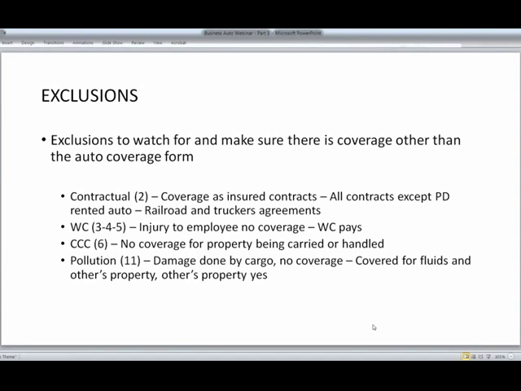So we have the exclusions we went through. Exclusion to watch for, and make sure there's coverage other than the auto liability form: contractual. Those are the hold harmless agreements. All contracts are excluded except the property damage and rental vehicle, railroad, and trucking agreements involving owner-operators and the use of government authority. The key component here is that that's broad form contractual.